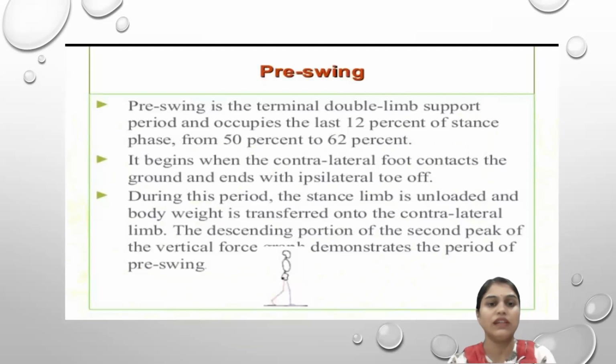Pre-swing. Pre-swing is the terminal double limb support period and occupies the last 12% of stance phase, from 50% to 62%. It begins when the contralateral foot contacts the ground and ends with ipsilateral toe off. During this period, the stance limb is unloaded, and body weight is transferred onto the contralateral limb. The descending portion of the second peak of the vertical force demonstrates the period of pre-swing.